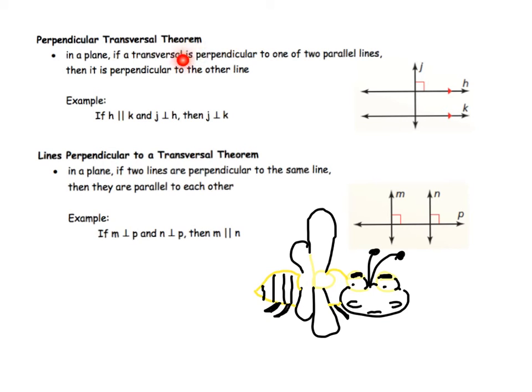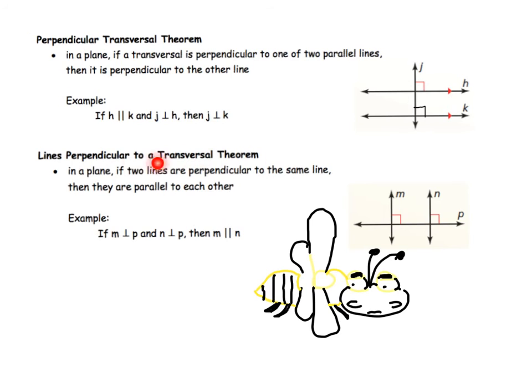Perpendicular transversal theorem. In a plane, if a transversal is perpendicular to one of two parallel lines, then it is perpendicular to the other line. So notice here we can see that line J is perpendicular to H because of the marking right here, then it is fair to say that same line would also be perpendicular to line K because these two are parallel.